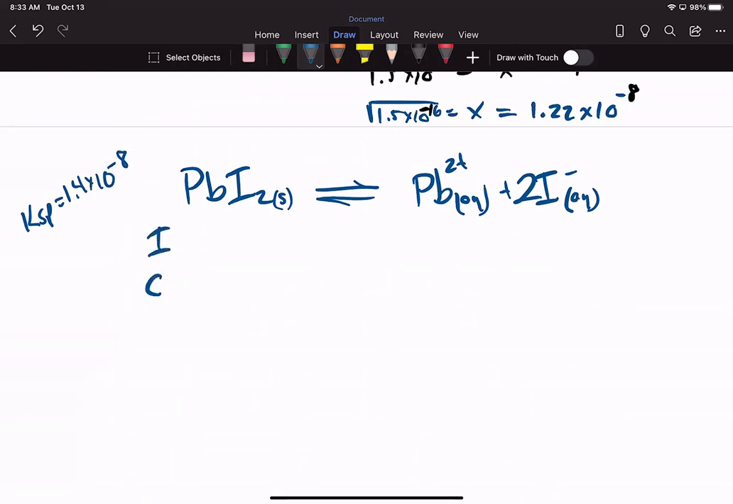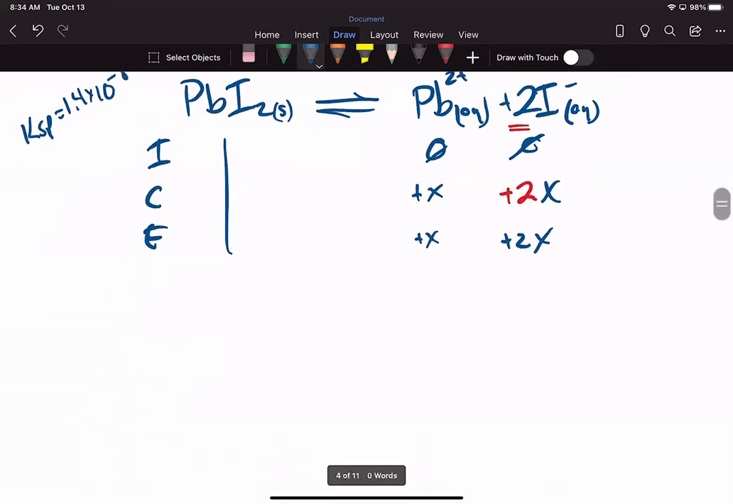All right, so we draw our ice table again. We're going to go 0 and 0. This is plus x, but here this is plus 2x because I have two of them. So here, we're going to get plus x, and this is going to be plus 2x, or 0 plus 2x. I don't normally write 0 plus if I'm doing that.